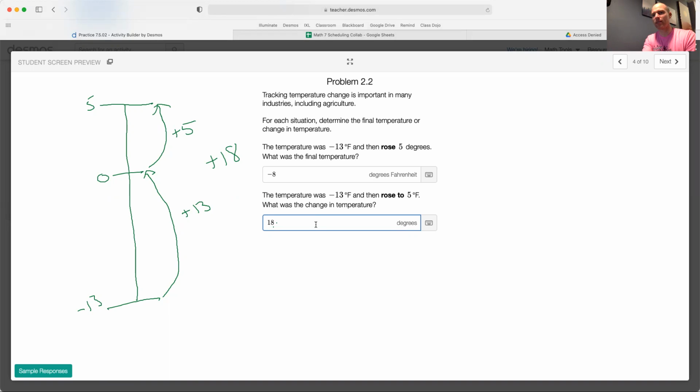Another way you could have thought about this is, what's the difference between these two numbers they're giving us? If I asked you what was the change in temperature if it used to be 10 degrees and now it's 8 degrees, you would just say, 10 minus 8 equals 2. You would come to that answer really quickly by subtracting. Well, you can do the same thing here. It's just not as intuitive. 5 minus negative 13. Well, minus a negative is the same as adding a positive. And so this gets you 18, right? I just took the two numbers they gave me and subtracted them.